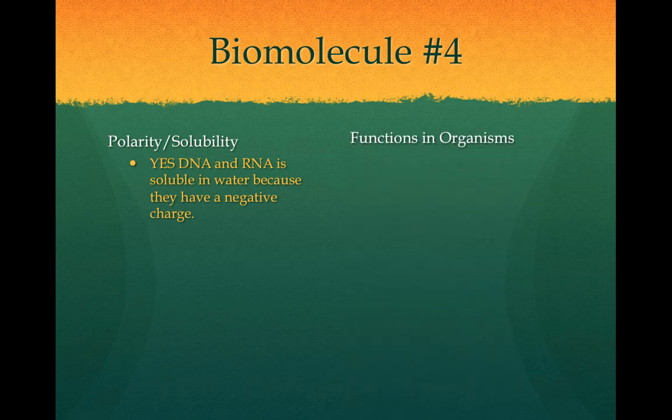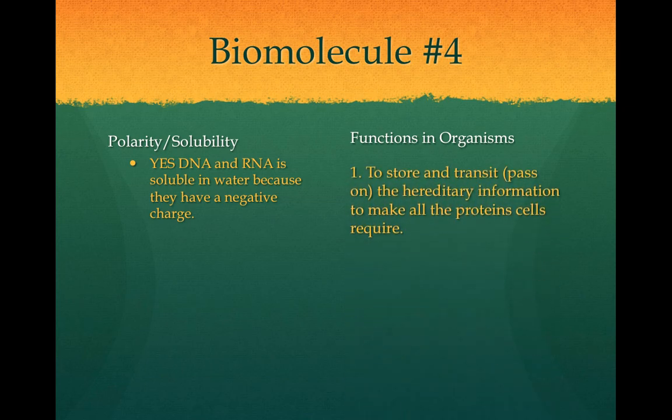The function in organisms is literally just one: to store and transmit, or pass on, hereditary information to make all the proteins that cells require. DNA, remember, is the information, the storage for making proteins, so it has all the instructions. And RNA is actually going to help the DNA by taking that information and telling the cell to make the protein. Again, we're going to spend a whole unit on that, so it's not super important to clarify now. I will talk about it later.